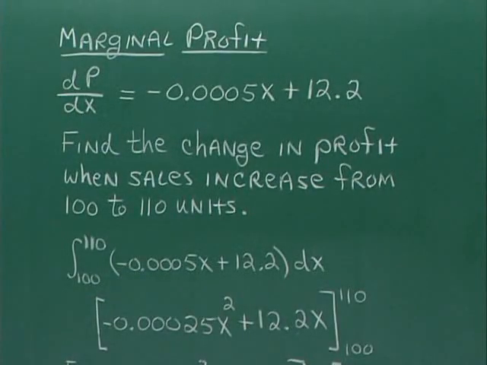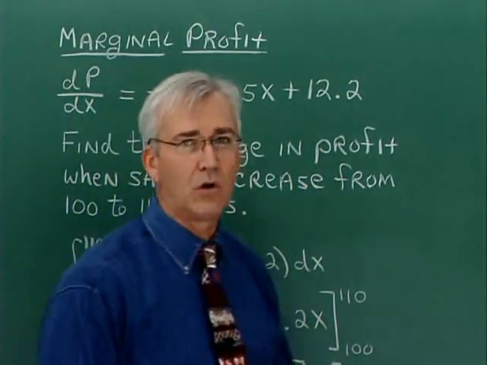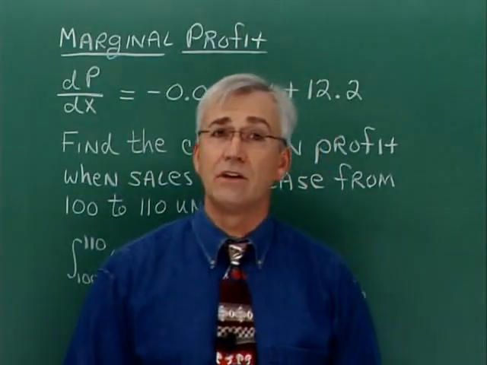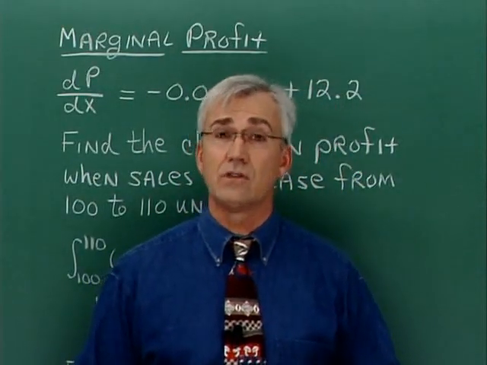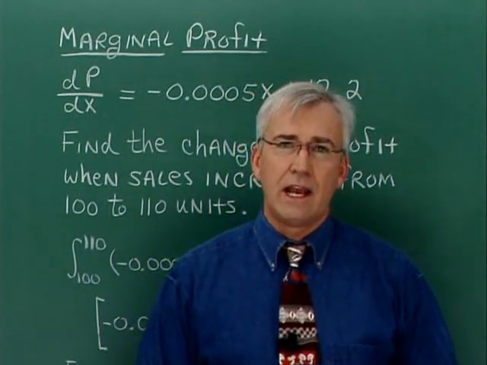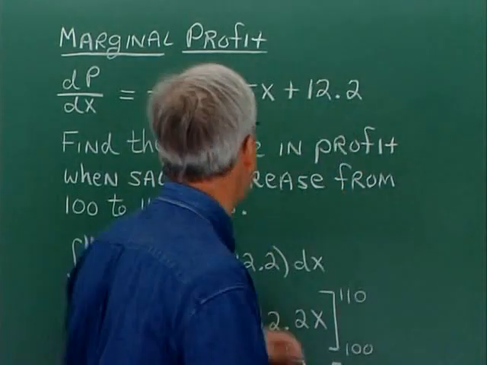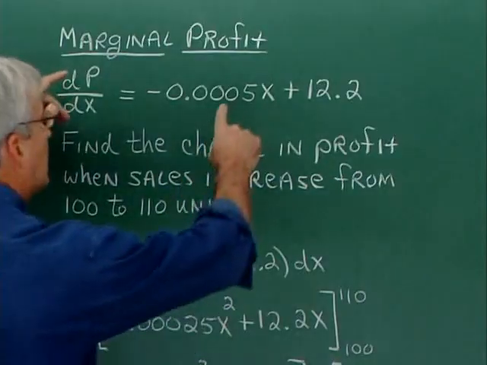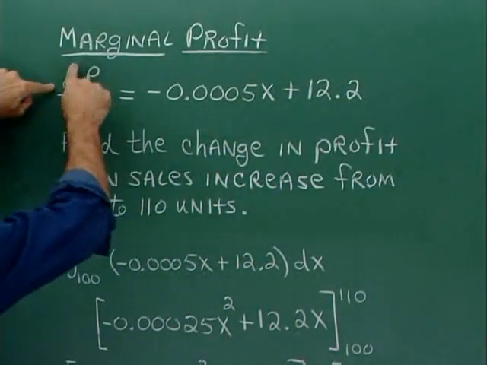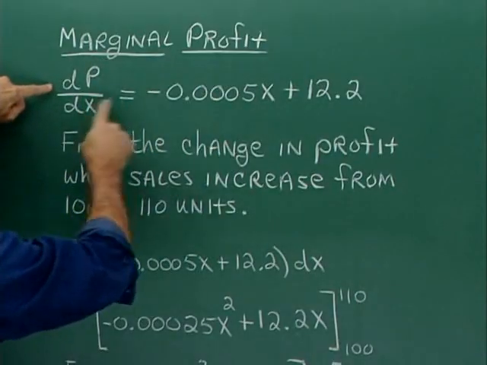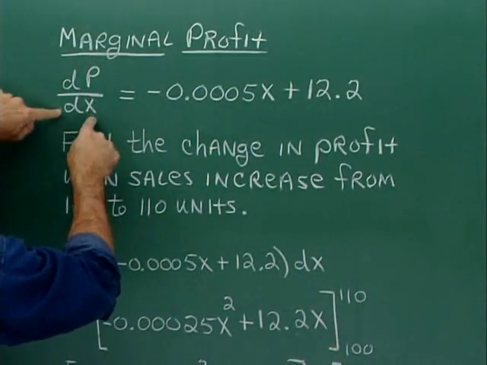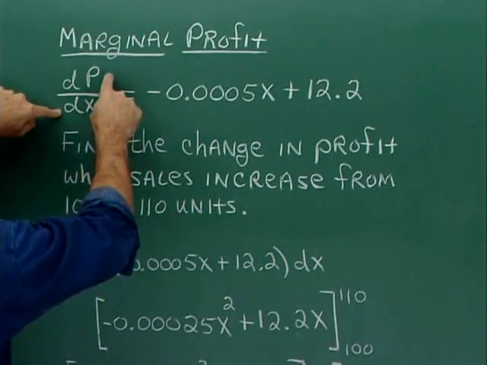This next problem involves a marginal idea. Remember, we talked before about marginal profit and marginal revenue and marginal cost, and that just had to do with the rate of change in profit, rate of change in revenue, rate of change in cost. And here we're given a marginal profit function. And notice that I'm emphasizing that this is a derivative idea because this expression is the derivative of profit with respect to x. So it's the derivative of something.